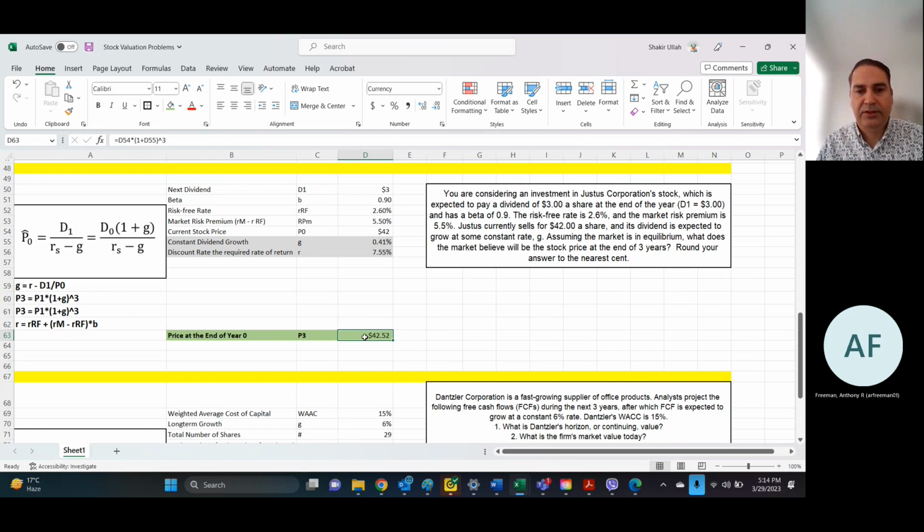You can enter this information right here in that form, and you will get the answer. Now you see that the price difference is very little. The current price is $42, and after 3 years, it is expected to be 42.52, like a $0.50 increase in 3 years. But the growth rate is very small in this case. So it doesn't matter what we get, but that's what it is.